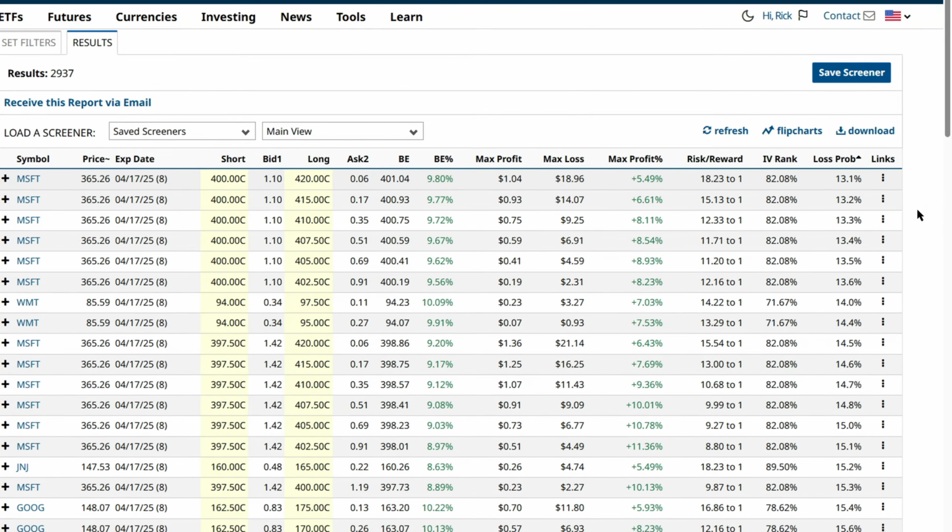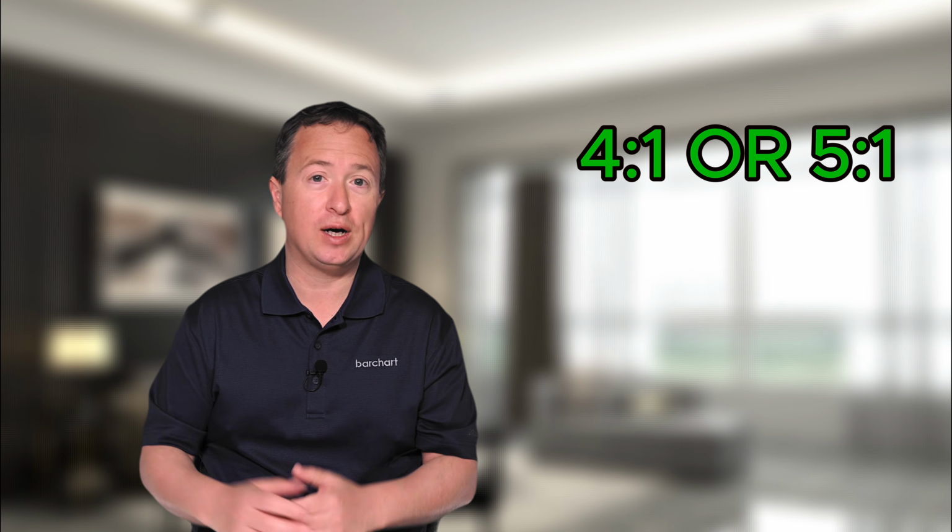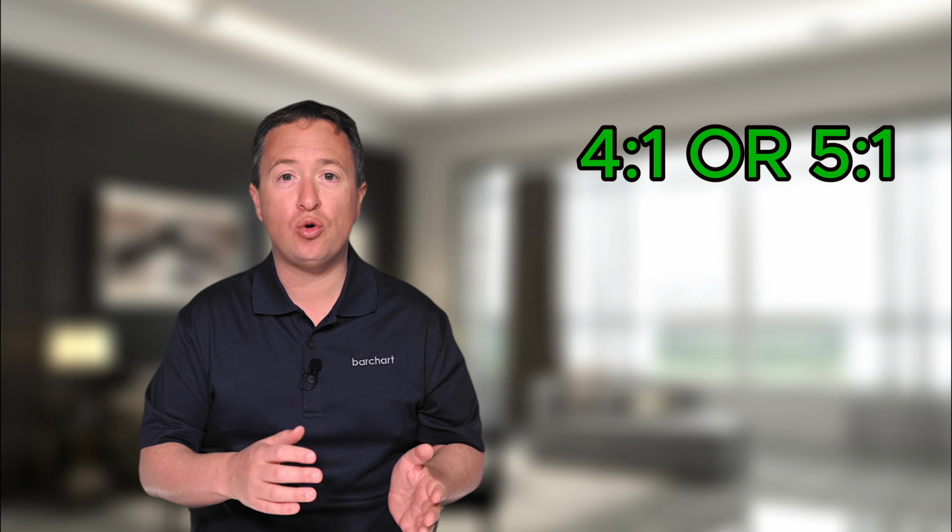Now, credit spreads can have high risk-reward ratios, especially for ones with higher chances of profit. In my experience, reasonable risk-reward ratios for credit spreads that have around a 70 to 80% probability of profit is about a 4 or 5 to 1. That means you could lose 4 to 5 times your net credit should the trade go against you.